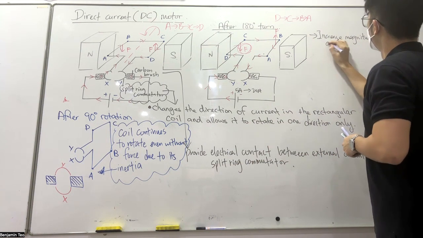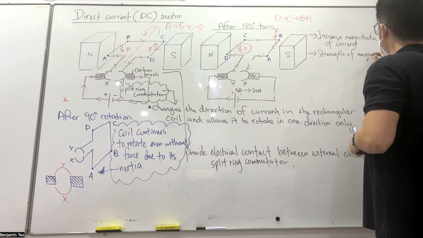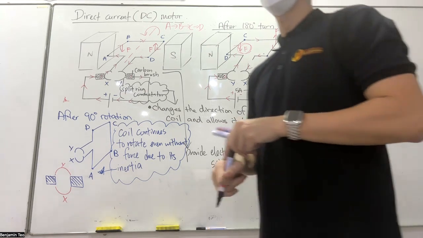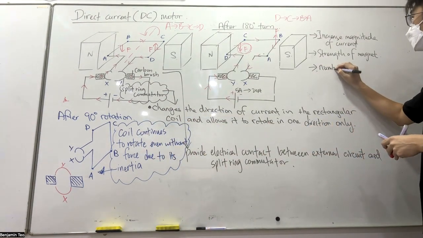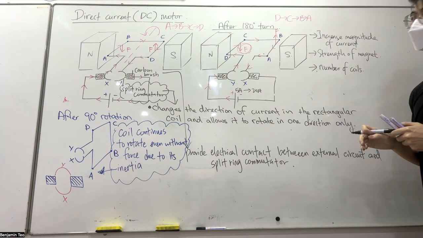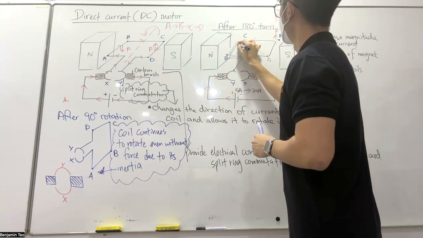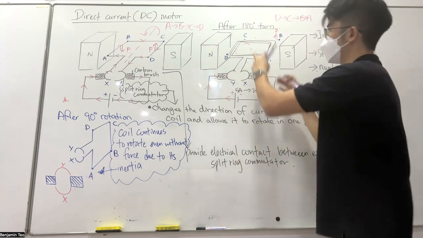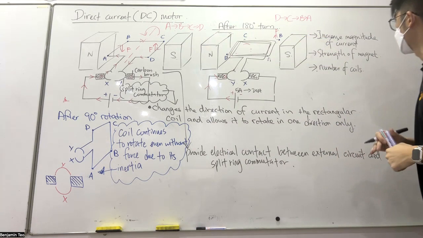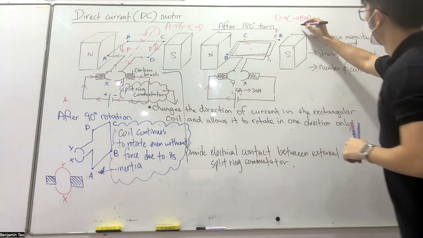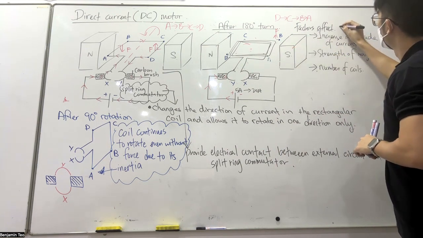The other, sorry, strength of magnet. Yes, increase strength of magnet. Last one: number of coils. What does number of coils mean? For this rectangular coil, before there was one coil; now I use one loop, two loops, then come back. More loops, three loops, so the force acts on each of them, giving greater force. Increase the number of coils. So these are the factors that affect speed of rotation.